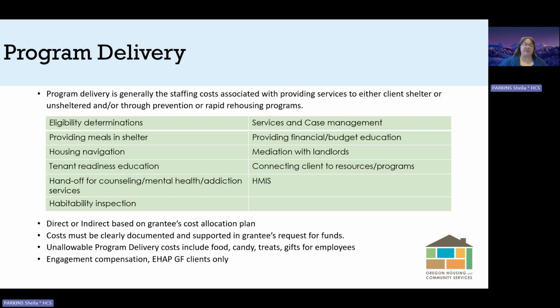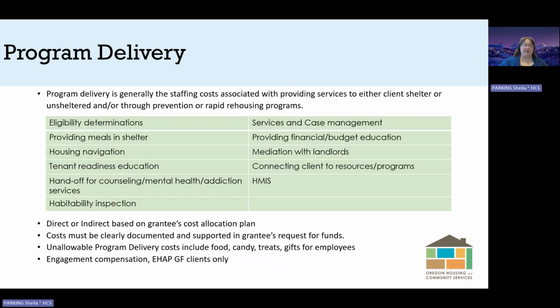Costs may also be attributable to HMIS, such as data entry, data reporting, data mining, or analysis, or associated with the user licenses, equipment upgrades, or training and technical assistance. Costs may also be associated with providing inspections related to habitability. Program delivery costs may be direct, but they may also be indirect costs based on the grantee's cost allocation plan. Costs should be clearly documented and supported in the grantee's request for funds. Unallowable program delivery costs include food, candy, treats, and gifts for employees.